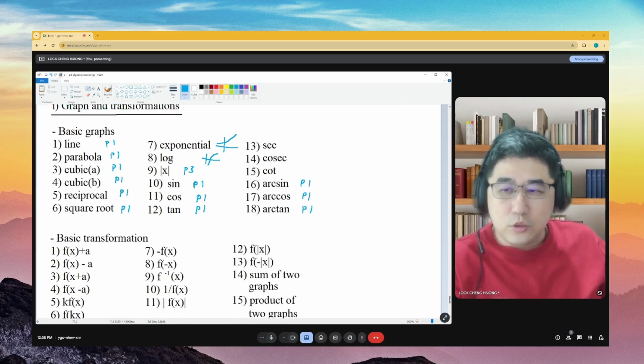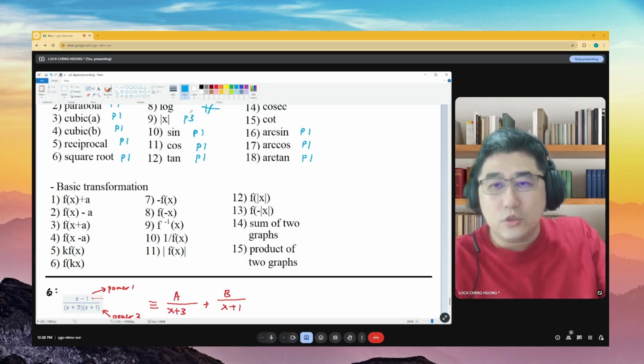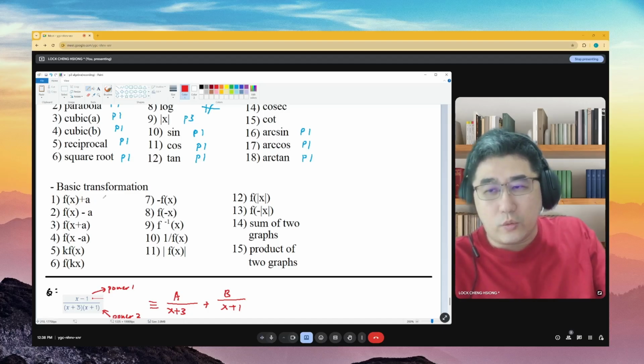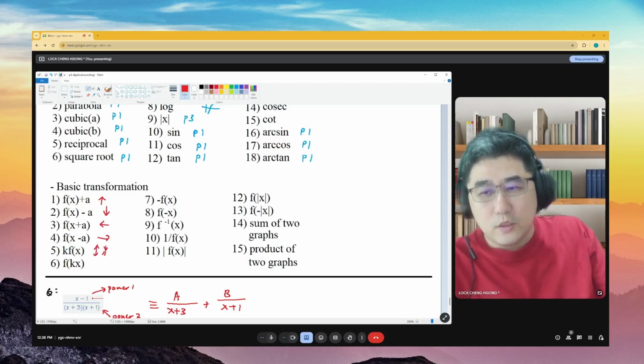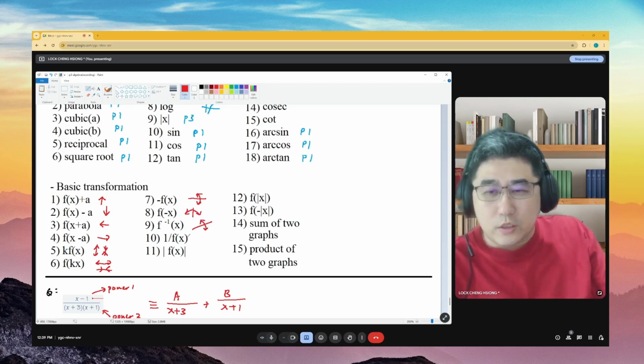But what is important is the transformation. So you already know the shape: this one is going up, this one going down, this one going to the left, this one going to the right. This one is vertical stretching or compressing, this one is horizontal stretching or compressing. This one is up-down reflection, this one is left-right reflection, this one is reflection by the line y equals x. This one is a reciprocal transformation, and this one is a folding.